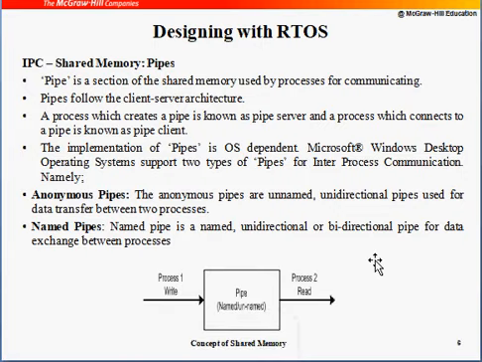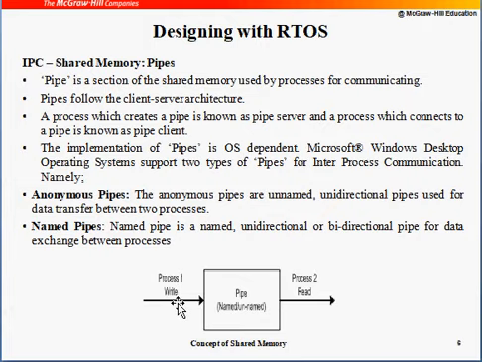An anonymous pipe is an unnamed, unidirectional pipe, and a named pipe can be bidirectional. Anonymous pipes are literally unidirectional. Anonymous implies they don't have a name. Named pipe implies they do have a name. And here you can see this pictorial diagram.